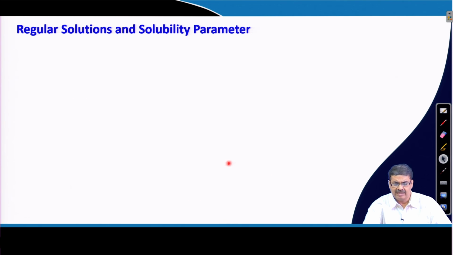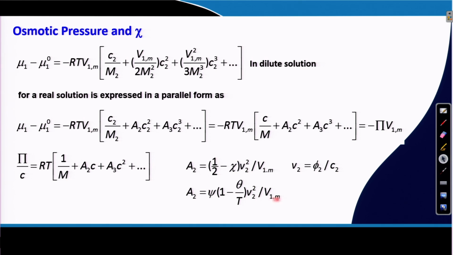Now, with this I will stop for this lecture, and in the next lecture I will talk about solubility parameters and how to use them to predict the solubility behavior of a polymer sample in a particular solvent.